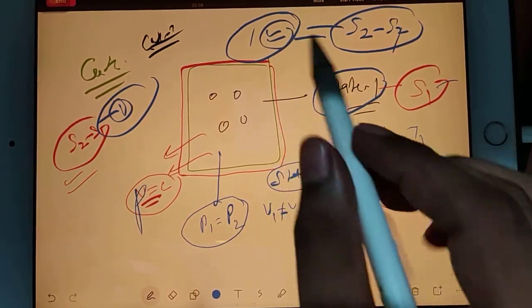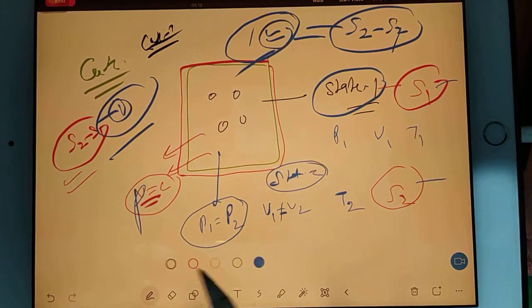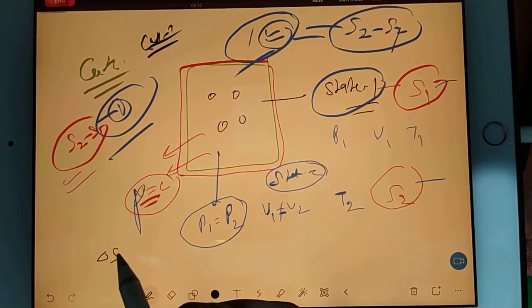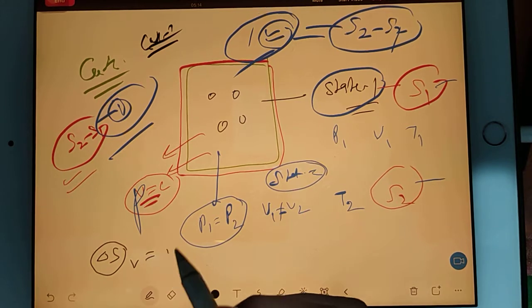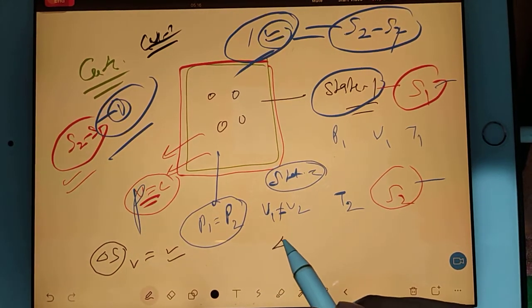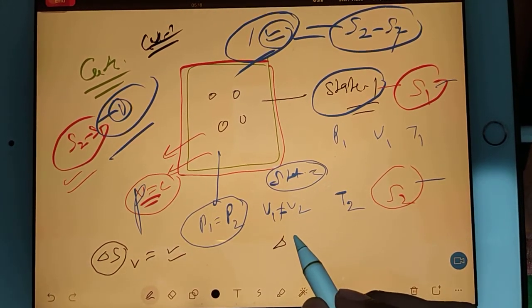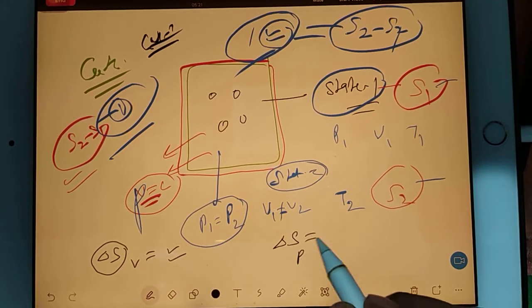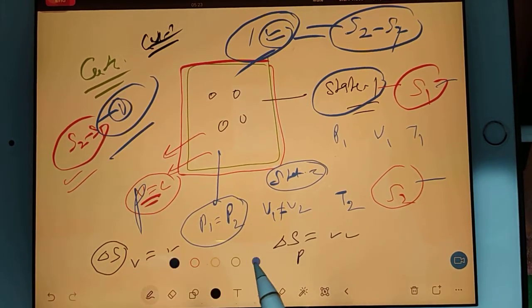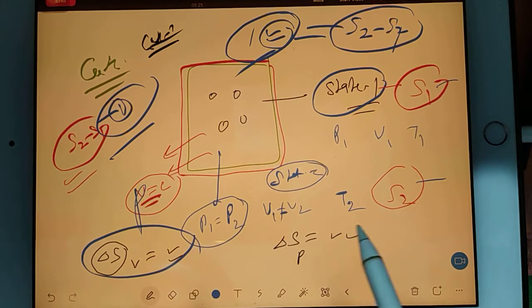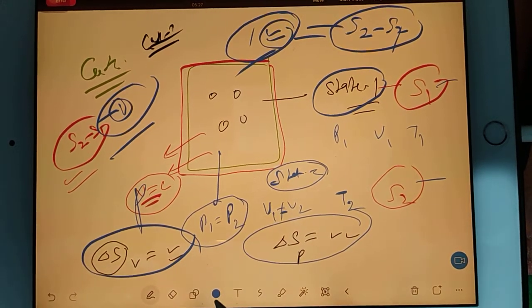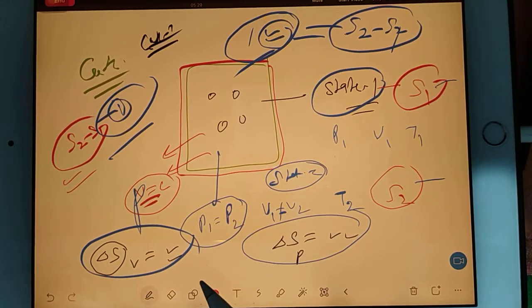Then I will compare both the answers. After comparing both the answers, I will say that okay, change in entropy at constant volume has this answer, and change in entropy at constant pressure will have this answer. And I can clearly see which answer is more and which answer is less. So this is the kind of question they ask.